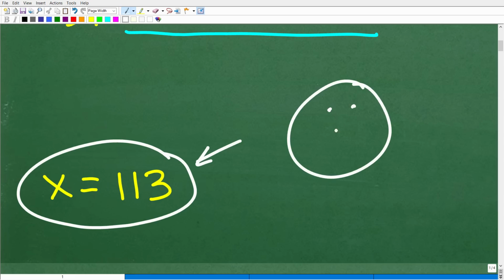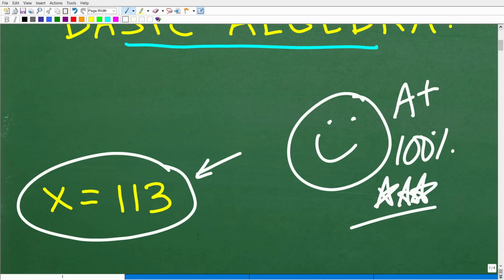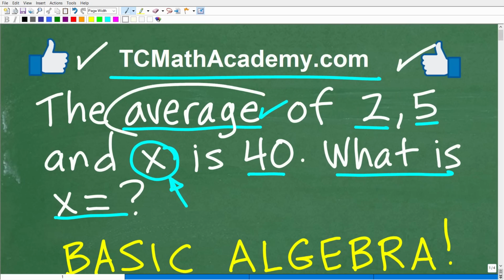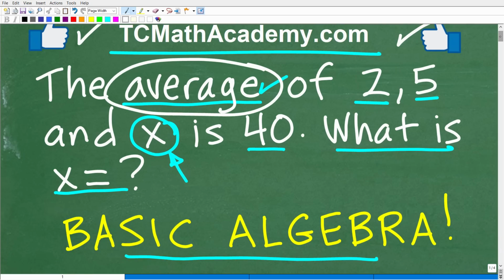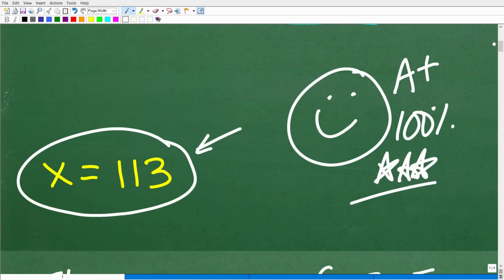So let's give you a nice little happy face, an A plus, a 100%, and multiple stars so you can brag to your friends and family that indeed you are still a certified professional expert in the area of finding the average and solving basic algebra skills. They'll be like, wow, I always knew you were good in math. And you're going to tell them, yes, my math skills actually improved. I've been watching this guy on YouTube. He's been really helping me out.